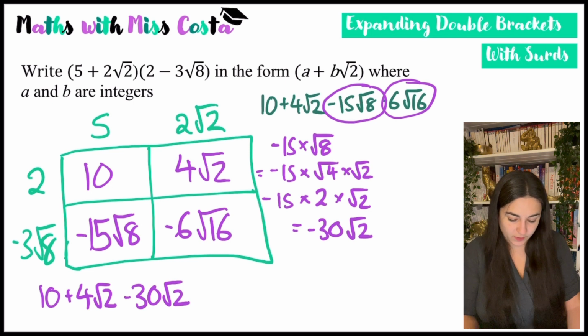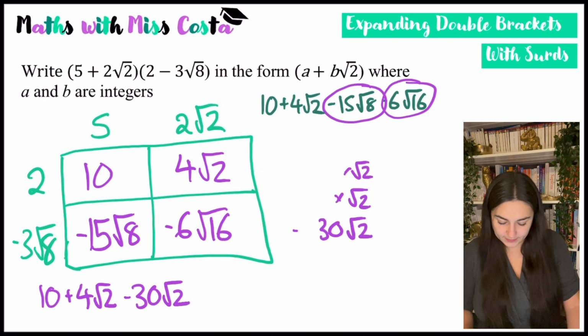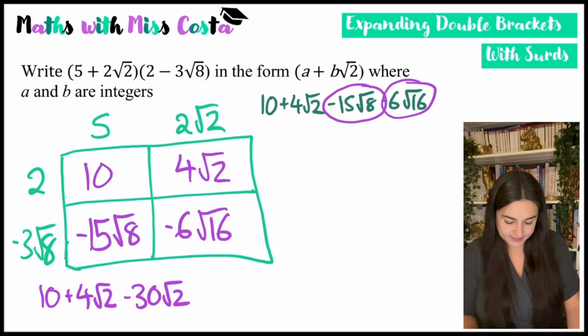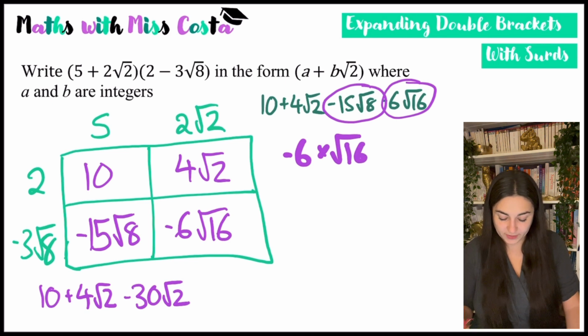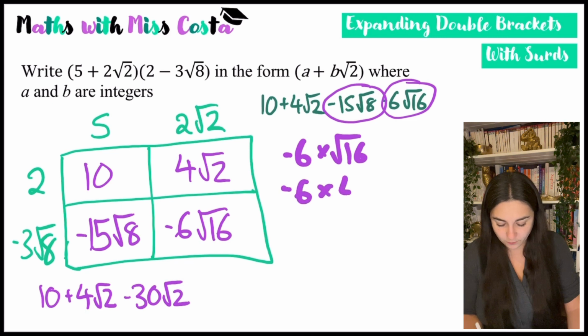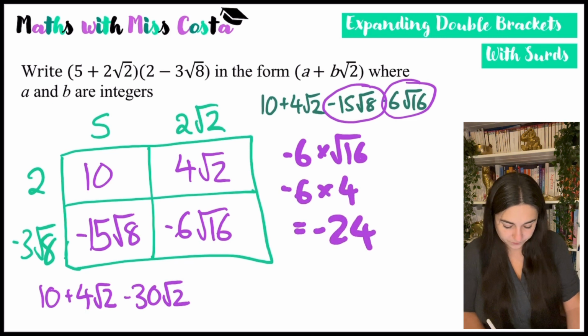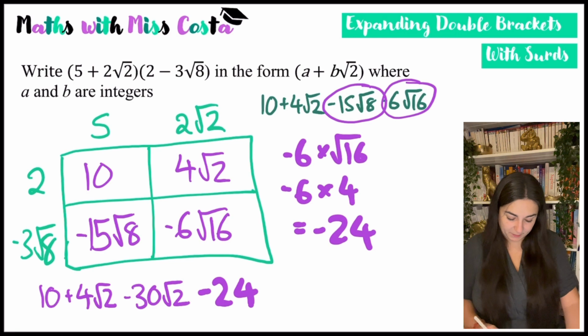And then we've got 6, was that negative? Yeah, negative 6 times by root 16. Well, hopefully we know that the square root of 16 is 4. So that would be negative 6 times by 4, which is negative 24. So let's simplify that.